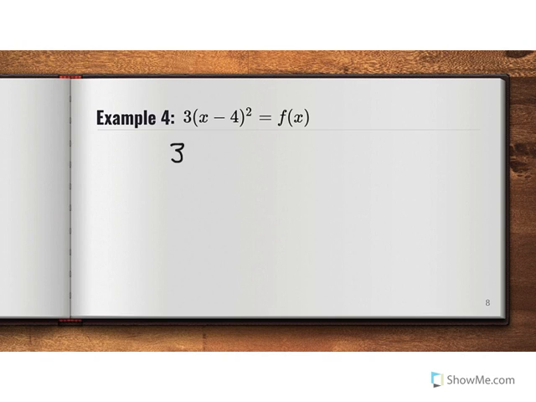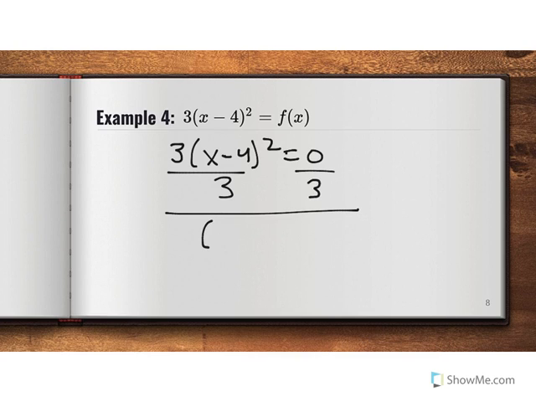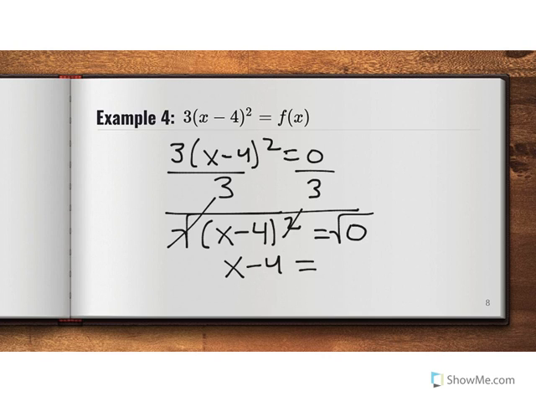So again, we have our vertex form, which we are going to get our y equal to 0 first before we start solving anything. We're going to go ahead and divide by 3 first because that number is kind of like a coefficient in front of our variable. So then I'm left with my squared term, which is what we wanted to do. 0 divided by a number is always 0, and then we are going to square root now that we got that squared term by itself, and we get x minus 4 equals the square root of 0, which is just 0.